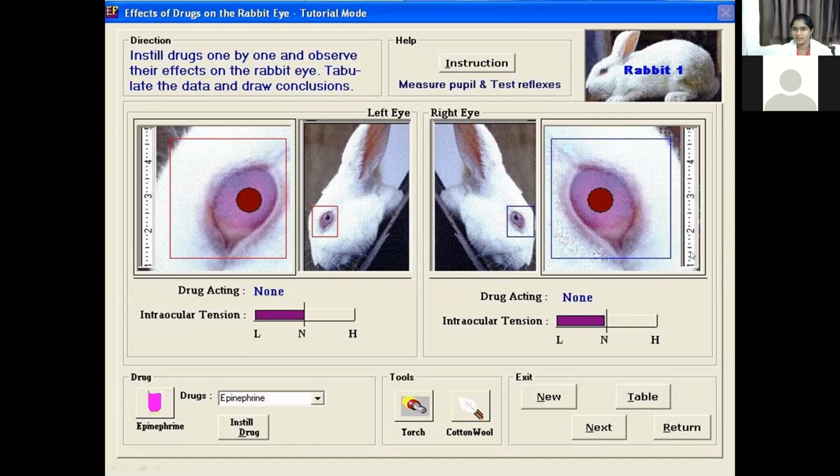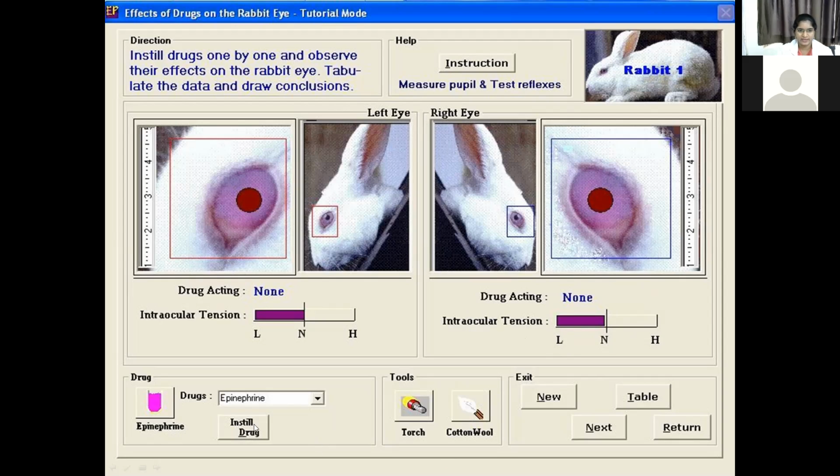Here you can see this is the scale, with both sides. By using this scale you can measure the pupil size, whether it is increased or not. Then afterwards, here you can see intraocular tension. This is the normal intraocular tension. This is the lower intraocular tension. H indicates high intraocular tension, because epinephrine decreases the lower intraocular tension.